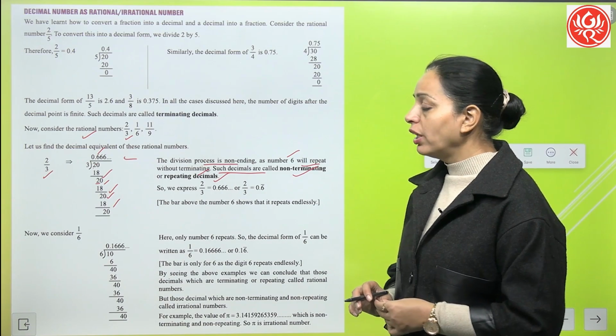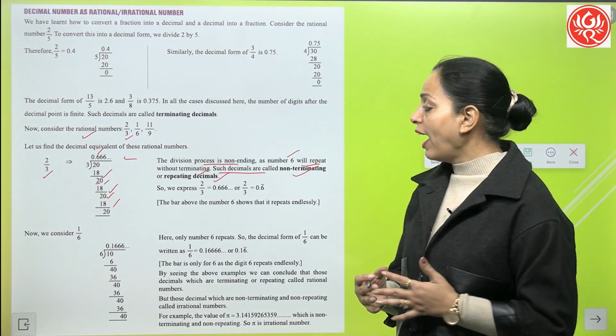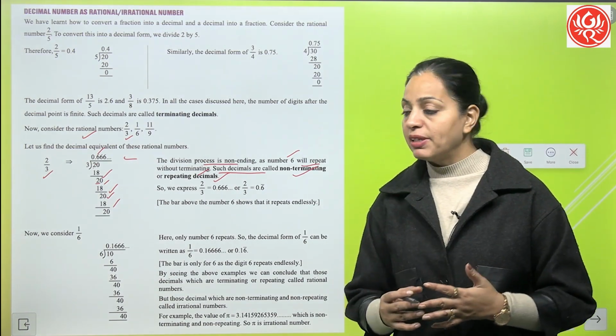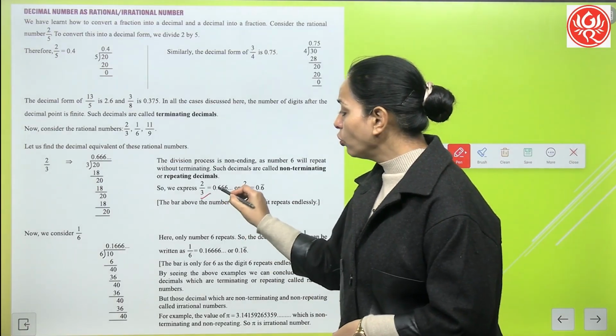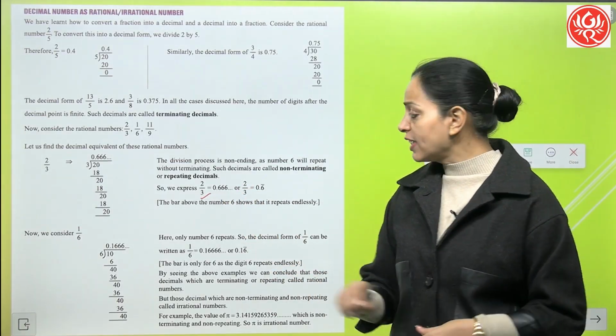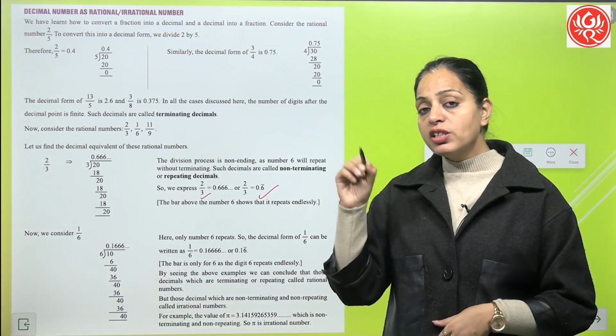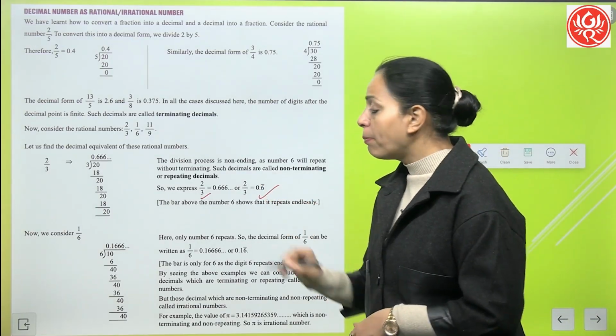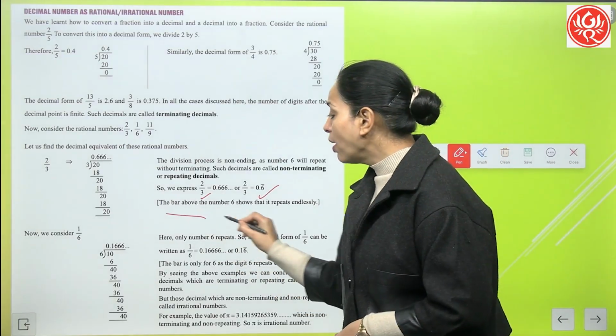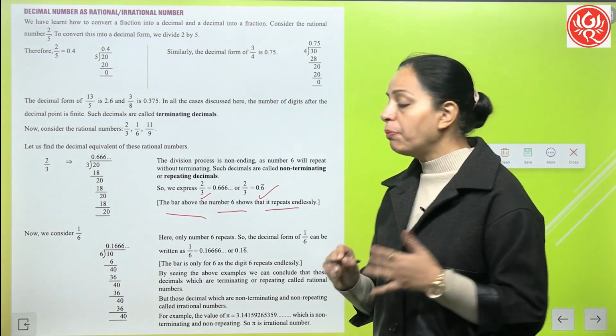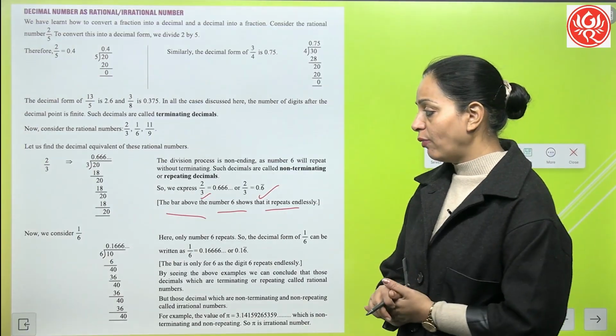इन्हें हम क्या बोलते हैं? Non-terminating and repeating decimals. So we express 2 upon 3 equal to 0.666 and how we can write 0.6 bar. जो digit repeat हो रहा है उसके ऊपर हम bar लगा देंगे. The bar above the number 6 shows that it repeats endlessly, right?